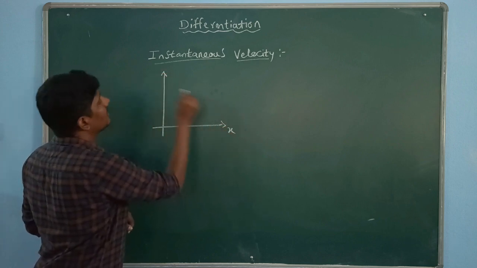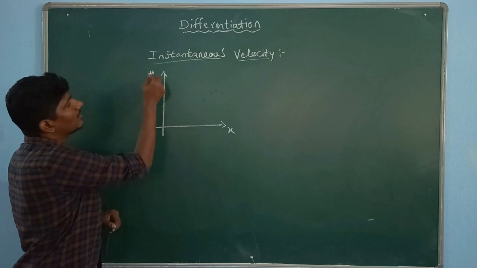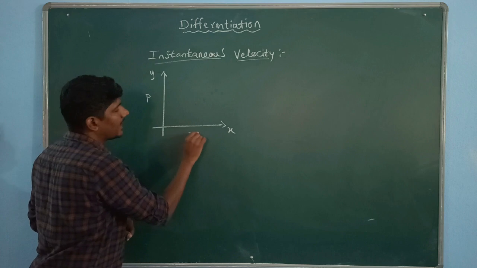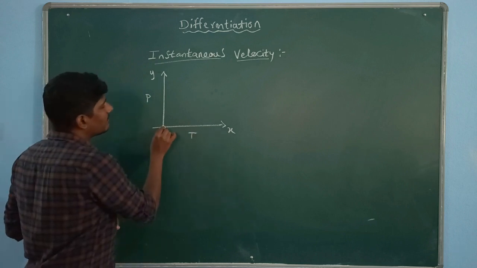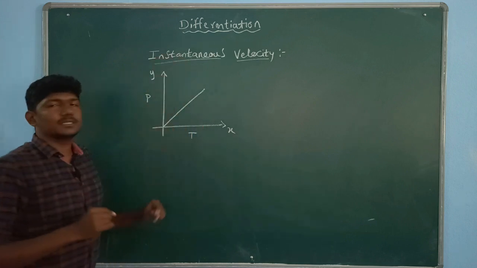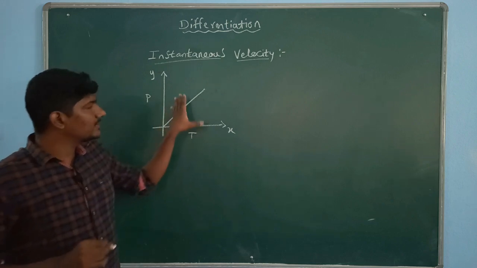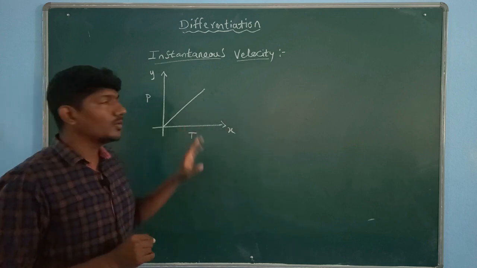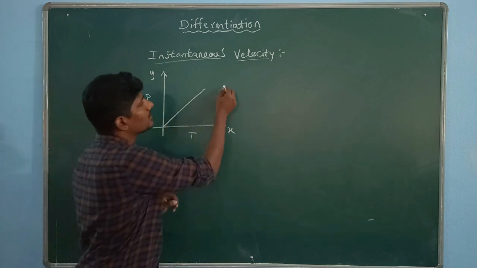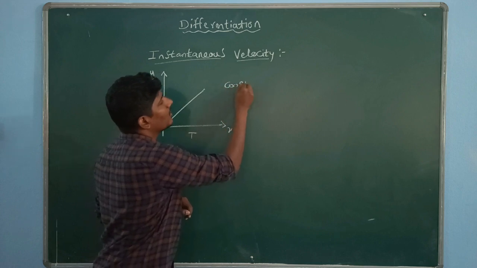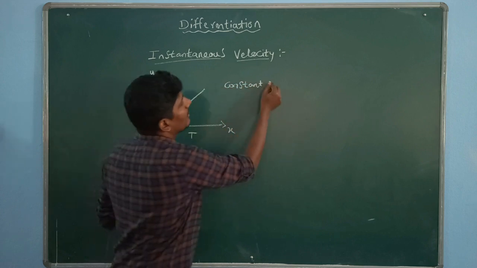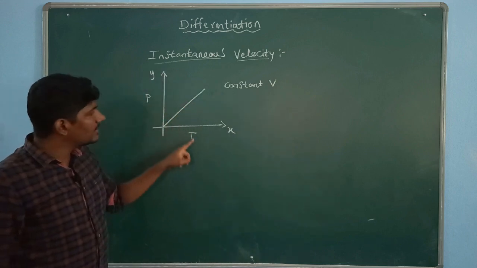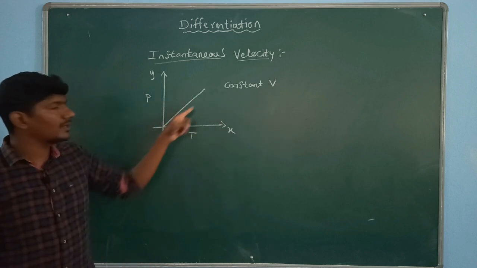First, let's consider the x-axis and y-axis. Along the y-axis we will take position, and along the x-axis we will take time. Here we have one kind of graph. This is a straight line. As we know, this particular graph indicates uniform motion. Uniform motion means constant velocity. The position-time graph indicates constant velocity for this particular nature.